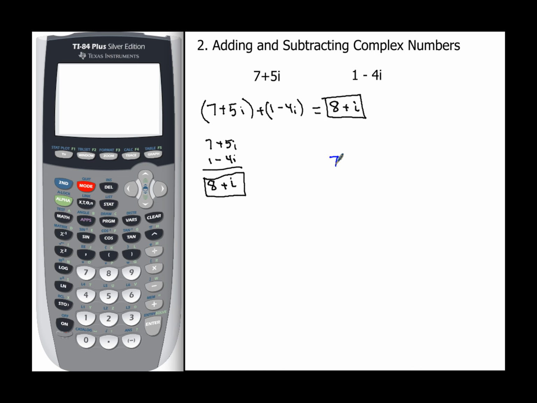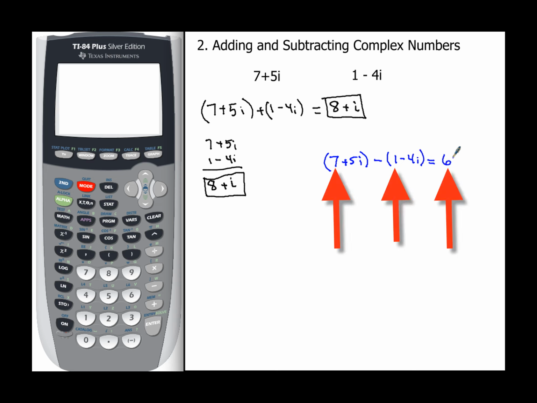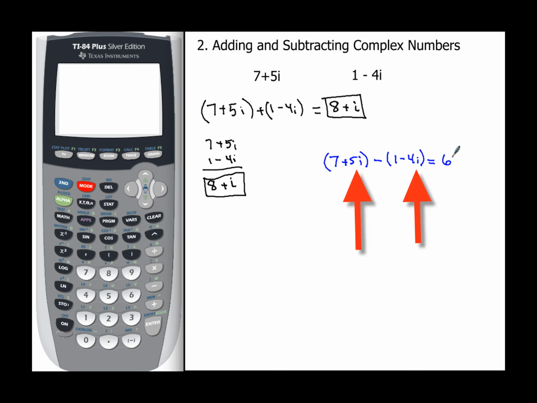attention to your signs. So if you have 7 plus 5i for your first one, and then minus 1 minus 4i, you have to be really, really careful of your signs, because 7 minus 1, that's pretty easy to do, that's 6. But then 5i minus negative 4i, that is going to give you plus 9i. Now, for some people, again, it might be a little bit easier to see if you write it vertically.